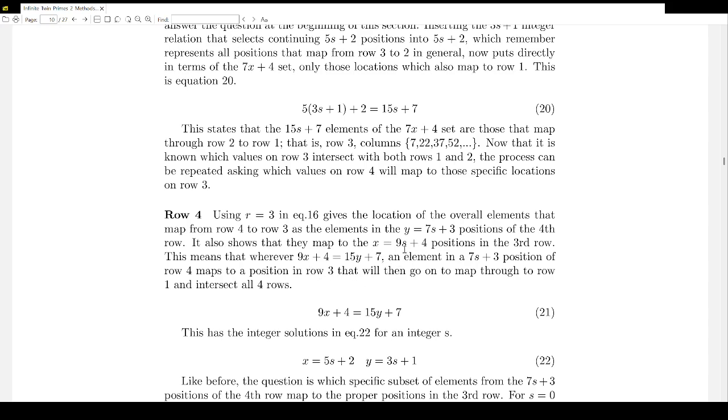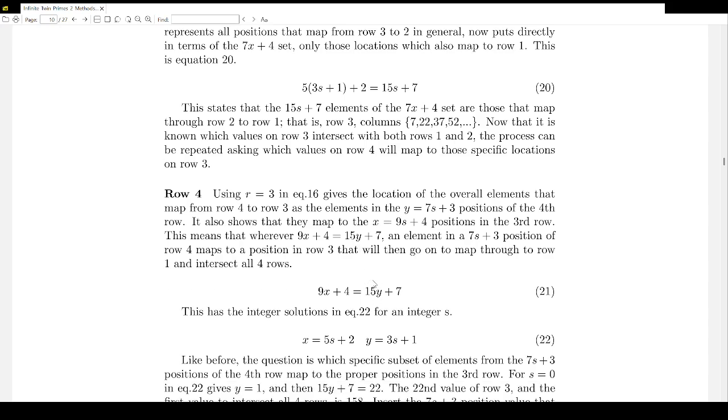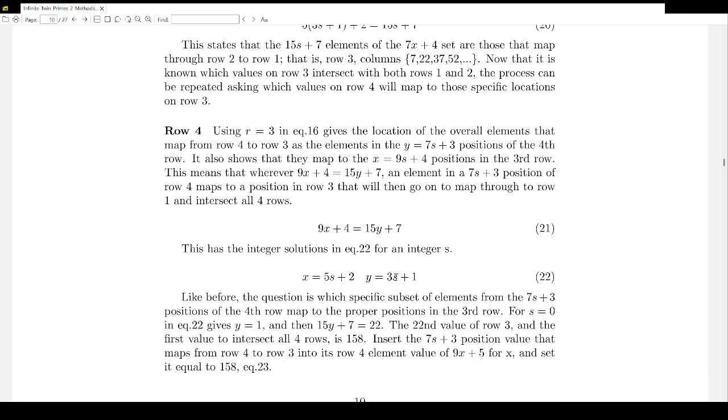So when these map to the 9s plus 4 positions in the 3rd row, this means that whenever the 9x plus 4 equals 15y plus 7, an element in the 7s plus 3 position of row 4 maps to one of these, and we're gold. Okay, great. So here again, we know that this is now our new requirement. What integer solutions does this have? So you can look at that.